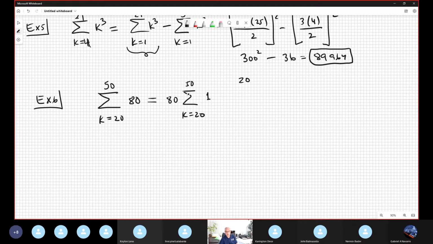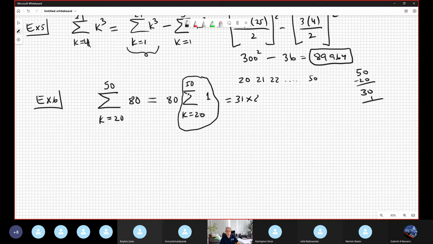Because look, let me show you. It's 20, 21, 22, and so on, to 50. Actually, 50 minus 20 is 30, right? But if you include both endpoints, you're adding one more. So this summation is not 30; 50 minus 20 is 30, plus 1 because it includes both endpoints, is 31. The answer is 31 times 80, which is 2,480.